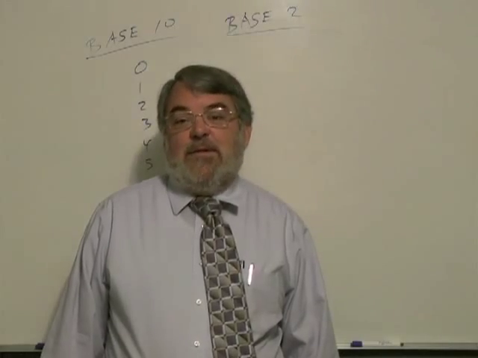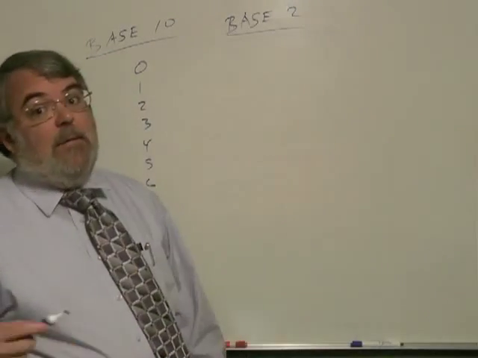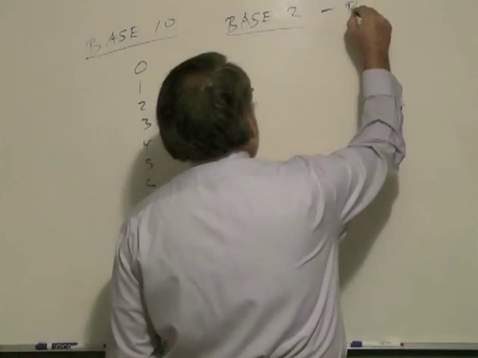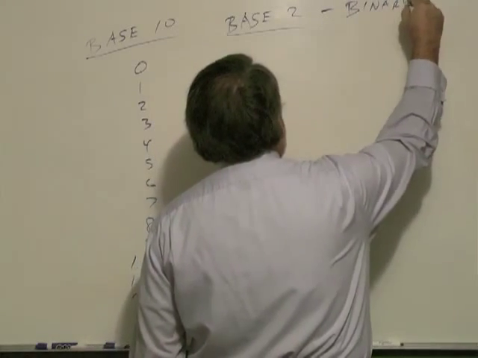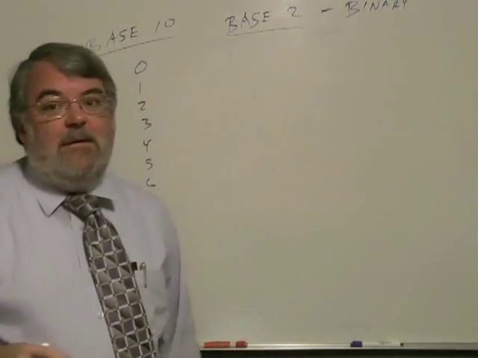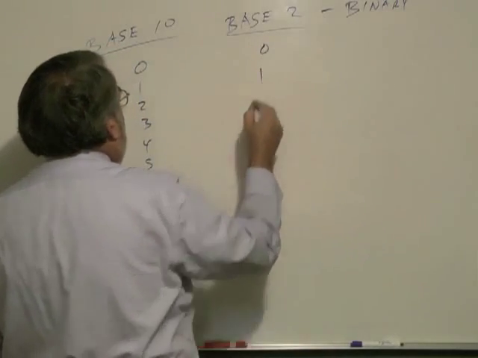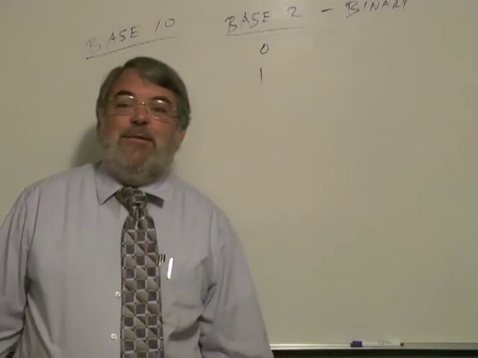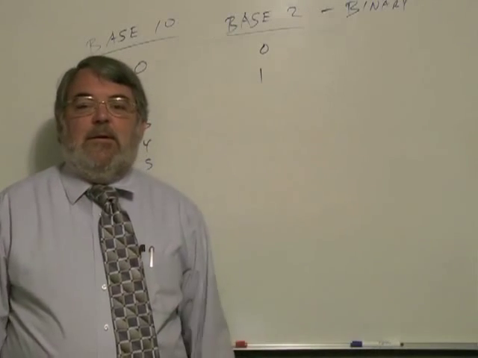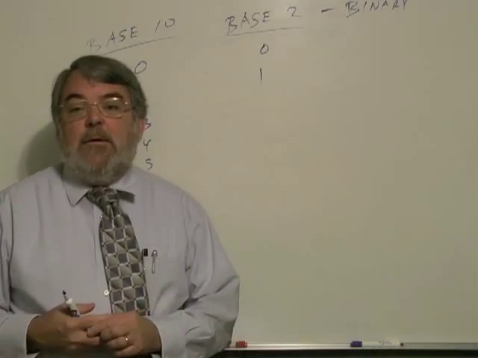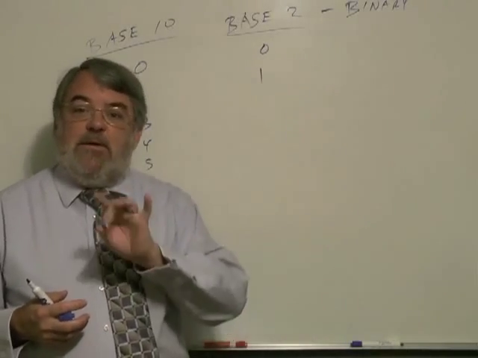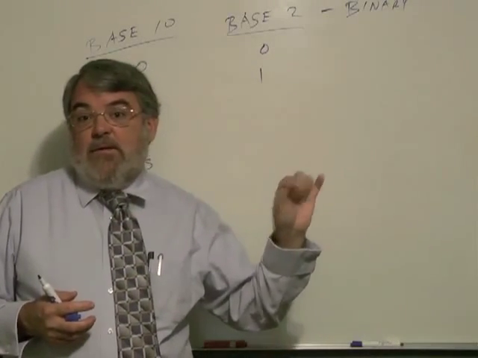The base 2 number system is also commonly called binary, the binary system. It consists of just 2 digits, starting with 0 and then going to 1. Those are the only 2 digits we have in base 2. So every number expressed in base 2 is going to be a string of zeros and ones.